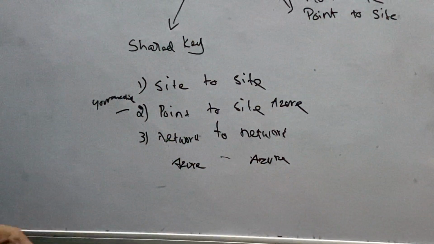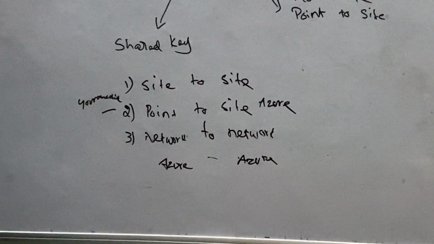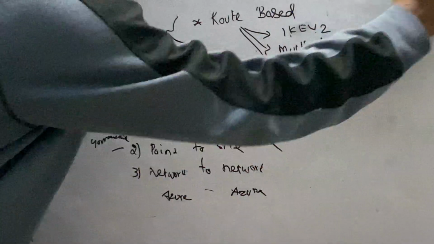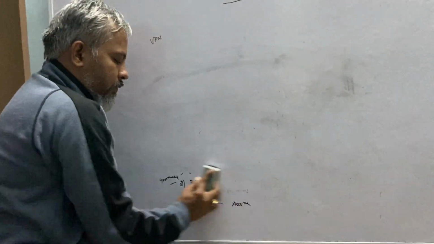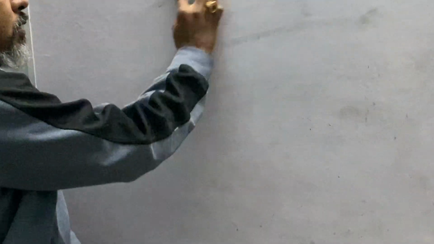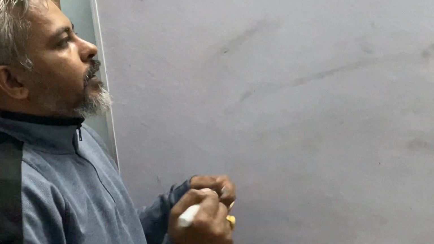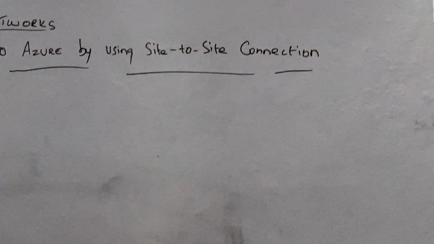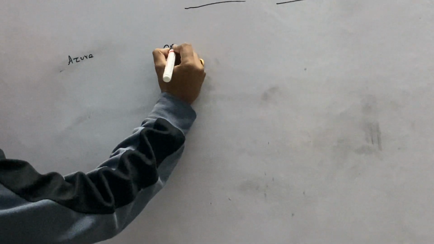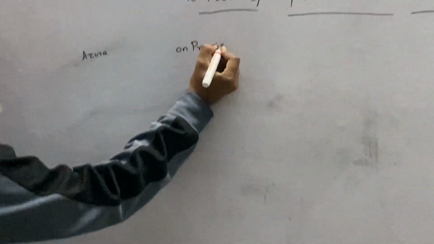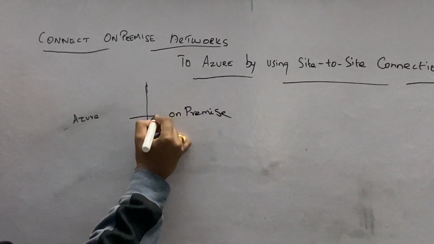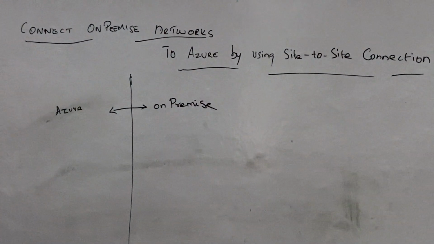I have explained how it is going to work. Now we are going to see how to make a site-to-site connection. Basically, what we are going to do is create an Azure and on-premises environment connection. Basically, this is what we are going to do.